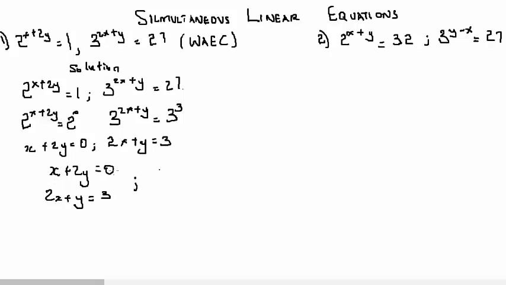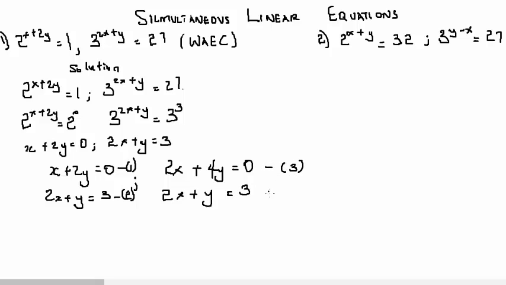Now, let's proceed. Let's name this equation 1, and let me name this equation 2. If I decide to multiply equation 1 by 2, it becomes 2x, that's multiplying the whole of equation 1 by 2. 2x plus 2 times 2y will give me 4y is equals to 2 times 0 will give me 0. Let's leave equation 2 the same way it is. I have 2x plus y is equals to 3. Since I already multiplied this by 2, let me now name this equation 3. And since this one was unchanged, let me leave it as equation 2.